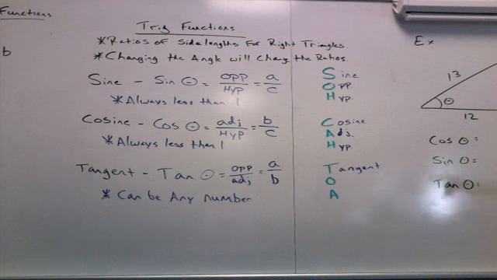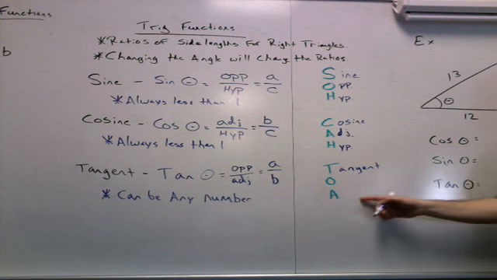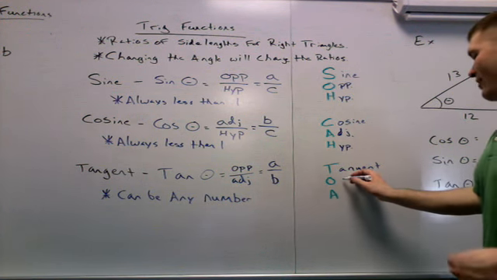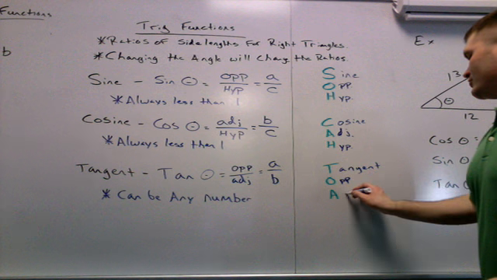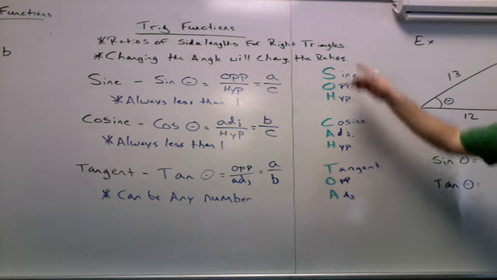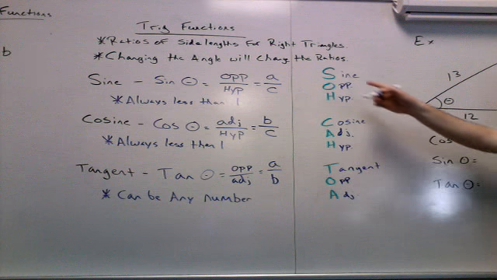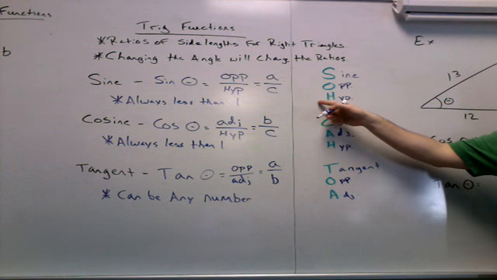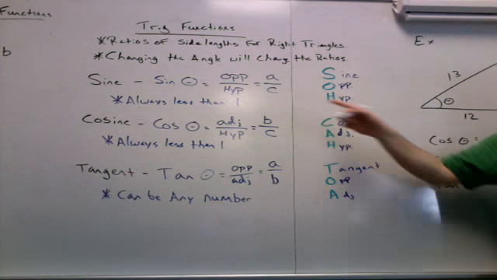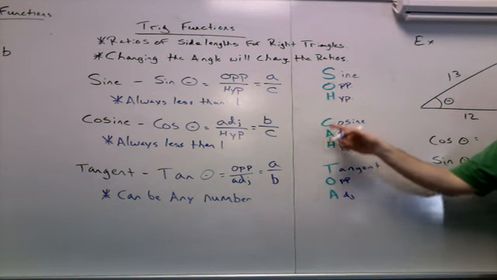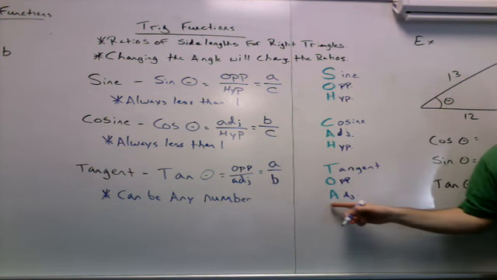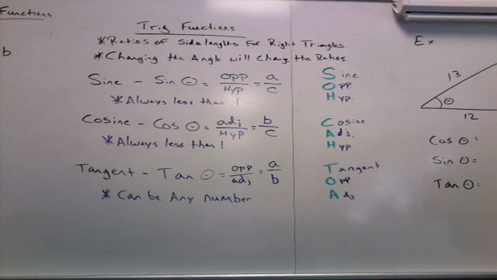And tangent is opposite, not opposite adjacent, opposite over adjacent. Now I like to write it vertically like this, because then opposite is above hypotenuse. It helps remember opposite over hypotenuse, adjacent over hypotenuse, opposite over adjacent. So I like to write it down the page like that, because it just helps remember what the equations are.